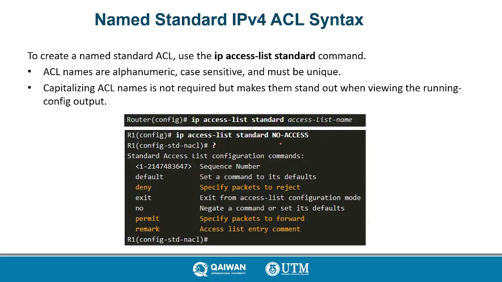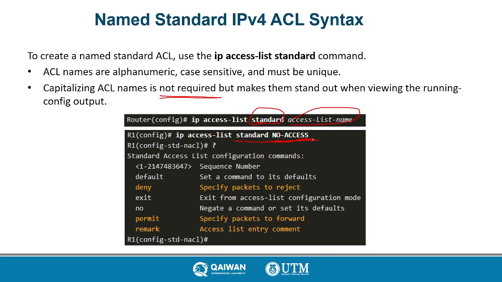For instance, we don't have a number, we have a name. In order to create it, you need to put it like this: ip access-list standard, followed by the access list name. So how would we create it inside the router? We say, for instance, ip access-list standard NO-ACCESS. You see that here it is all in capital letters. However, capitalizing the ACL name is not required, but it makes them stand out.